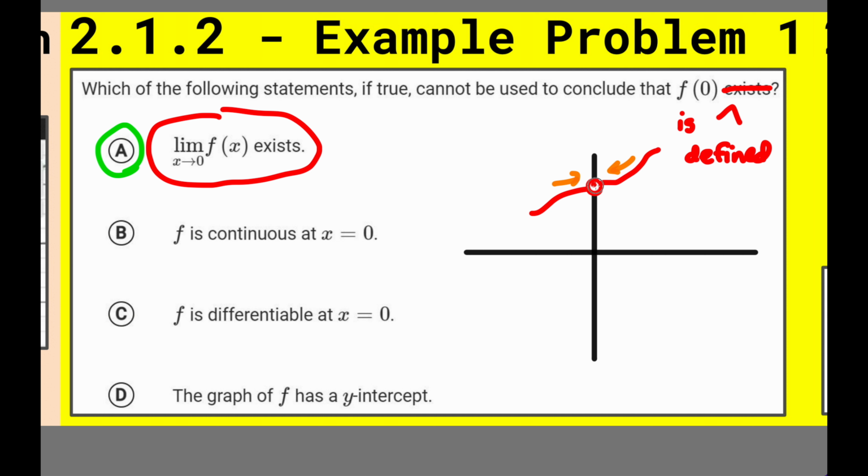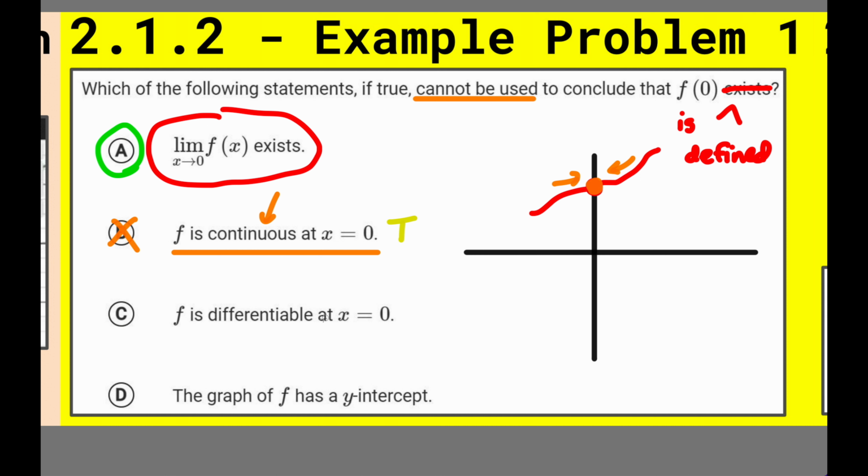So the first thing I'm going to do is fill in this hole right here, again, because it says f of 0 is defined. Okay, it says right here, if f is continuous at x equals 0, is f of 0 defined? Yes, it has to be. If it's continuous, there has to be this value filled in here. It cannot be a hole like I just had before. So if true, it says it cannot be used to conclude. The question is asking cannot be used to conclude. This can be used to conclude, so it's not the answer. We're looking for the one that's false, which is A, which we already covered.